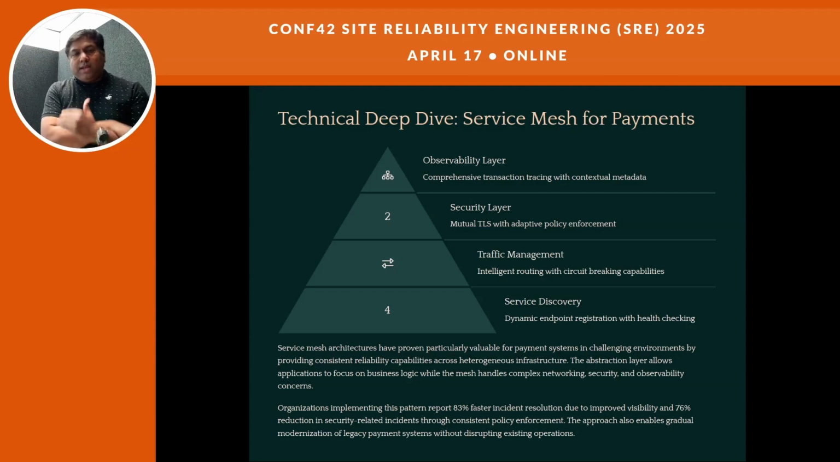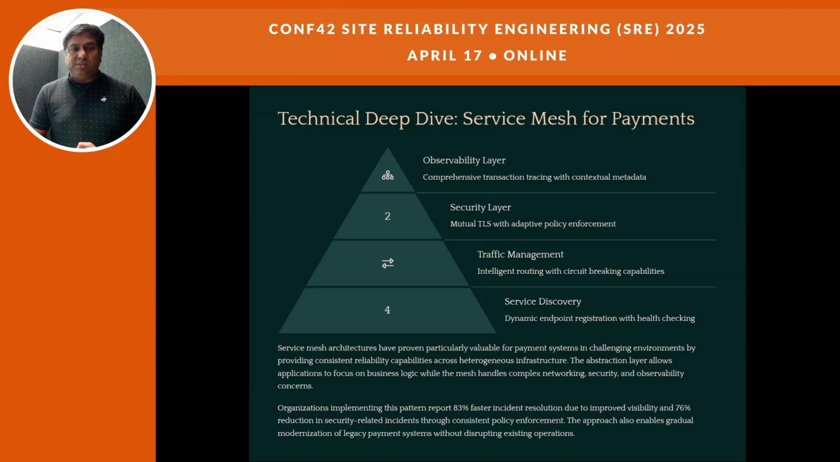So, for a technical deep dive, service mesh architectures have shown tremendous value in these payment environments. By abstracting networking, security, and observability, a mesh empowers apps to focus on business logic, even in a hybrid or legacy system. Now, in several cases, incident resolution has become 83% faster and security incidents dropped by 76% once policies were uniformly enforced across all services. Now, that uniformity accounts for making sure that your systems are robust, performance oriented, and highly secure.